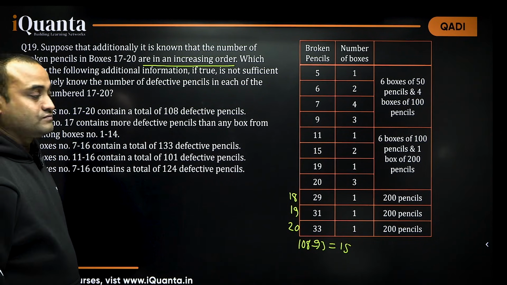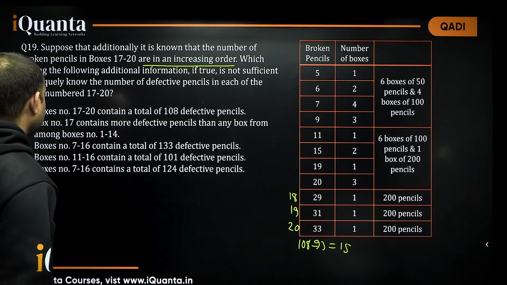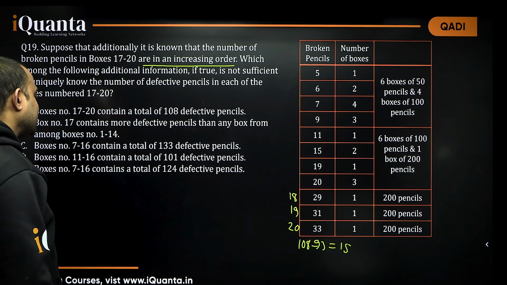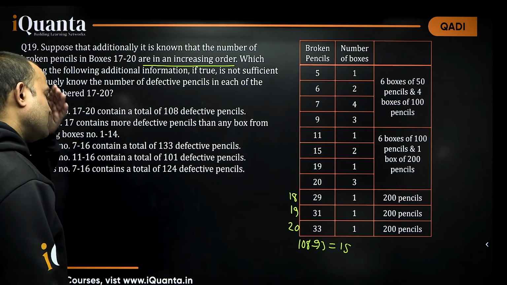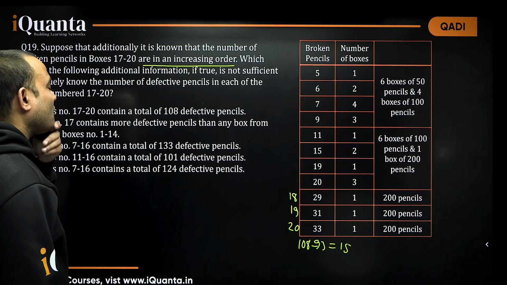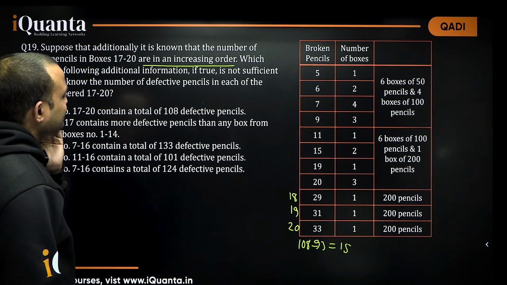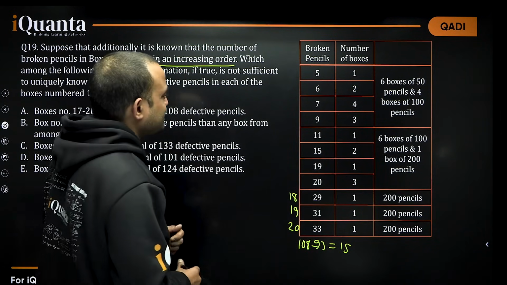Skip this one. But let's try solving this. Boxes number 7 to 16 contain a total of 133 defective pencils. So how can we achieve 133? We will have to do some checking.